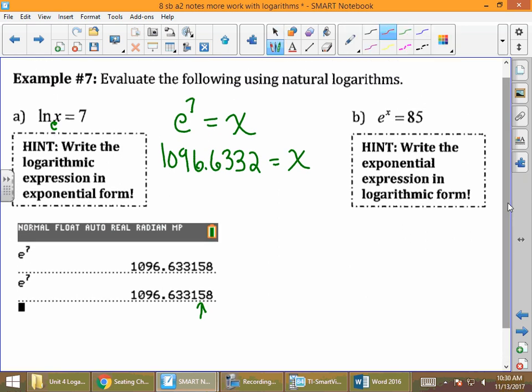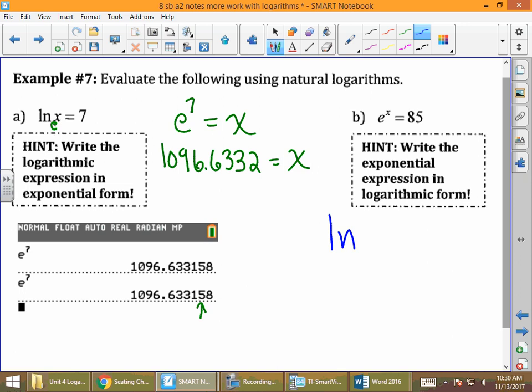Letter B, e to the x equals 85. We need to write the exponential expression in logarithmic form, in this case, to be able to find that exponent. So if we write this in logarithmic form, what we end up with then is the natural log. And I'm using natural log because it does have base e.